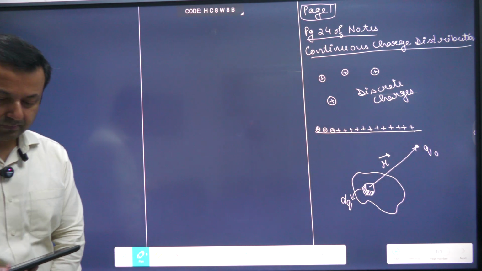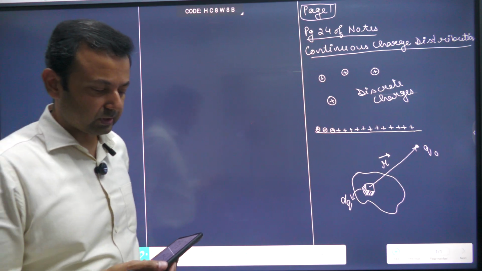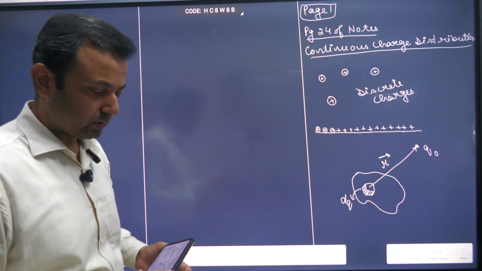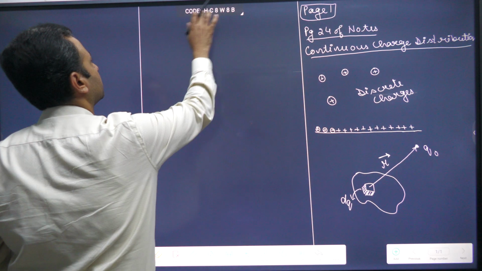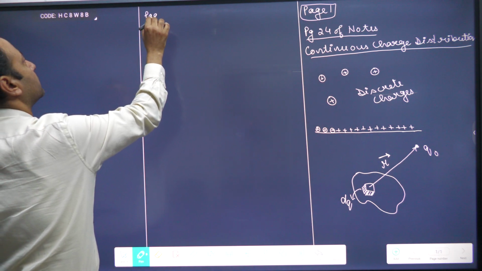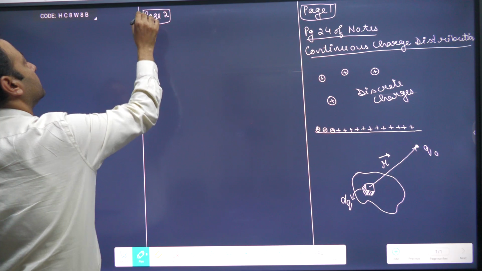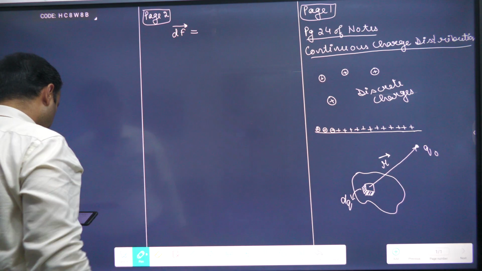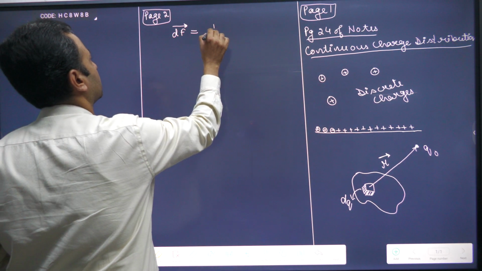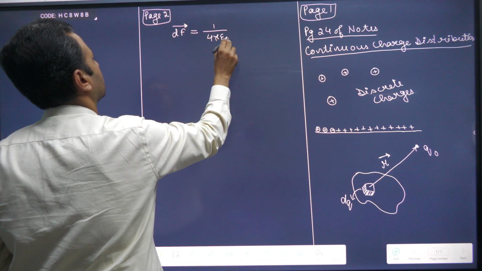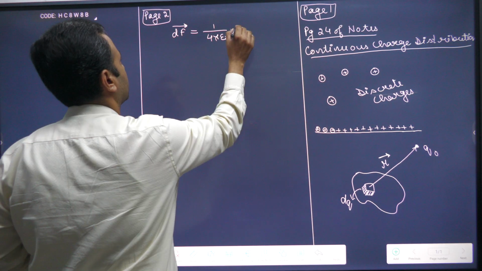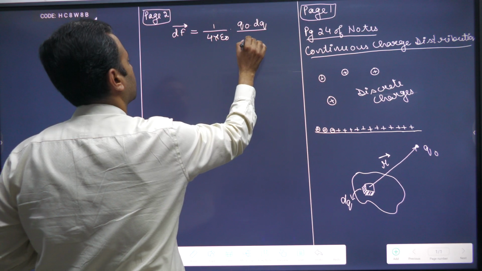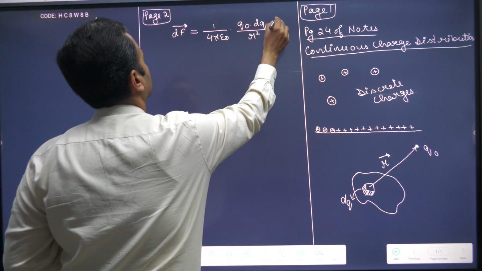According to Coulomb's law, the force on point charge q naught due to small charge dq is dF vector equal to 1 upon 4 pi epsilon naught, q naught dq upon r square, into r cap.